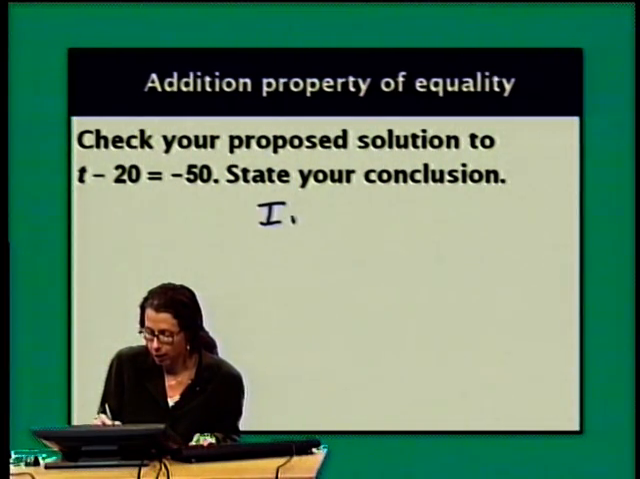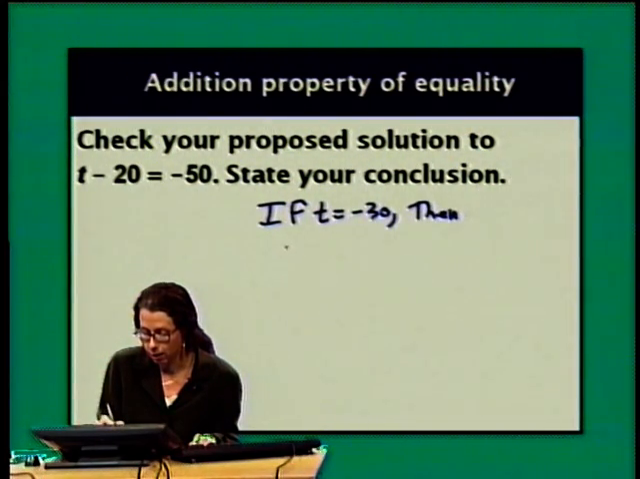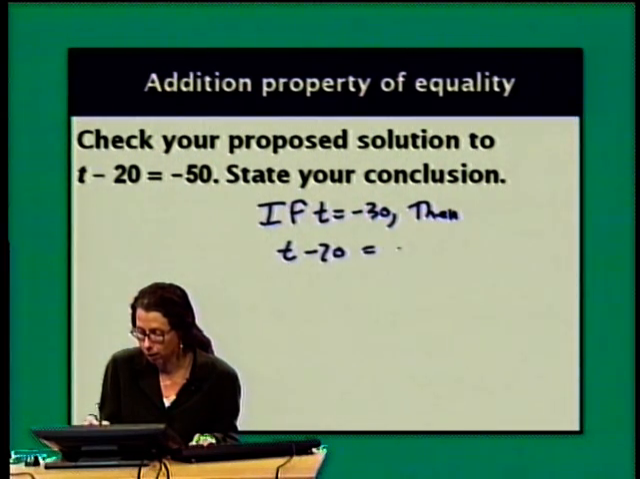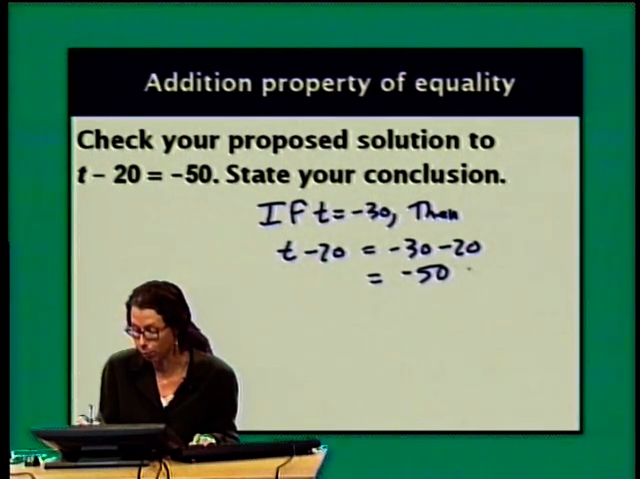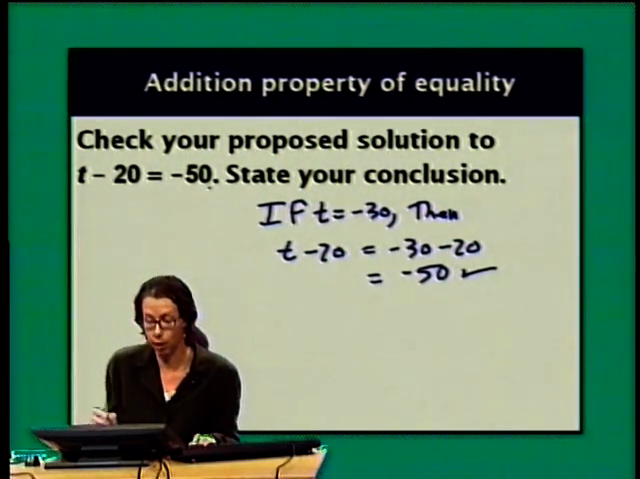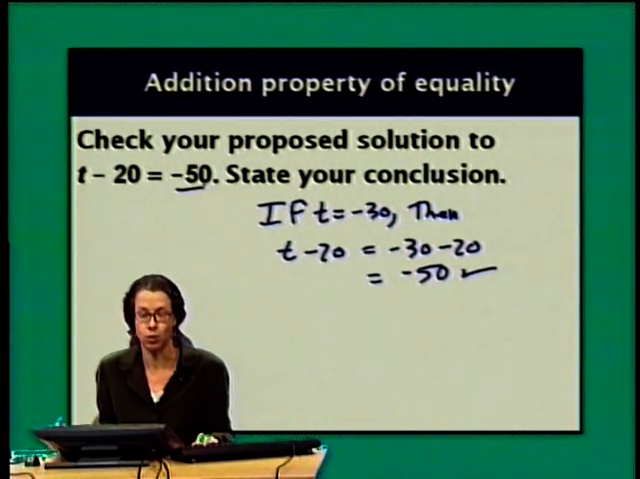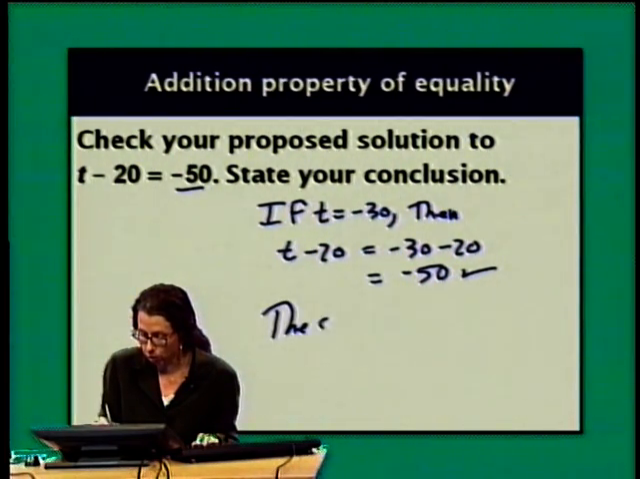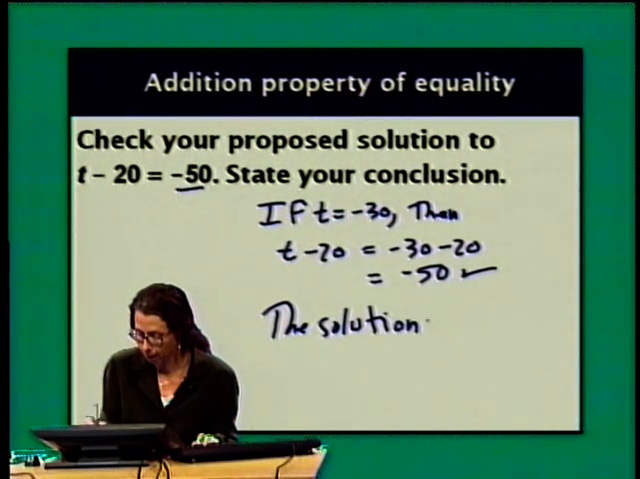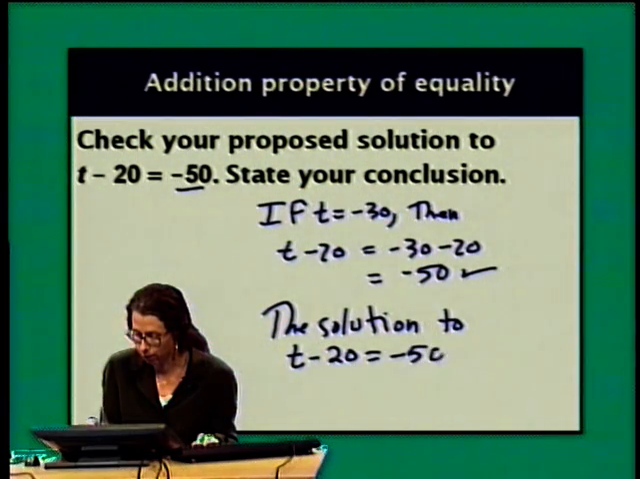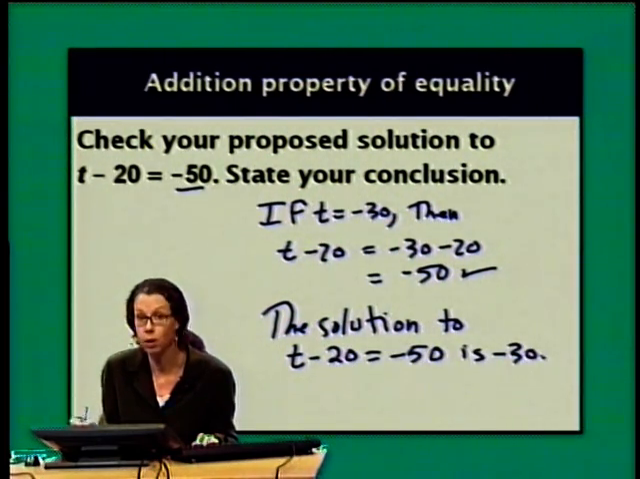So if T equals negative 30, then T minus 20 is negative 30 minus 20, and when I evaluate that, I end up with negative 50, which is exactly what I wanted. That was the value on the right-hand side of the equation. So now I need to state what my solution is. So the solution to the equation T minus 20 equals negative 50 is negative 30.